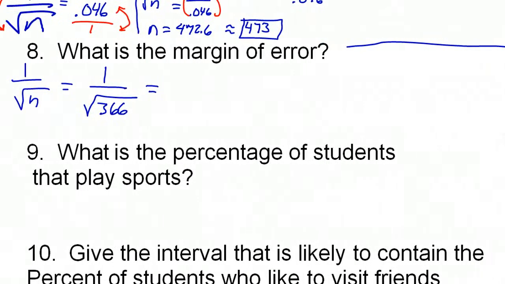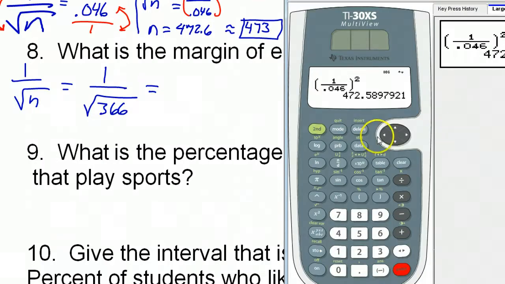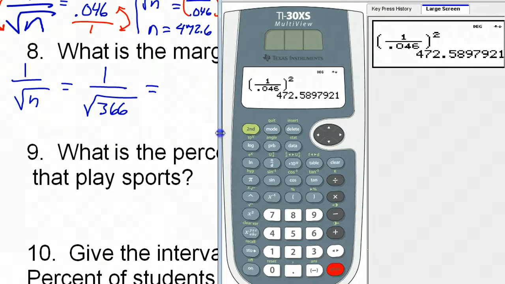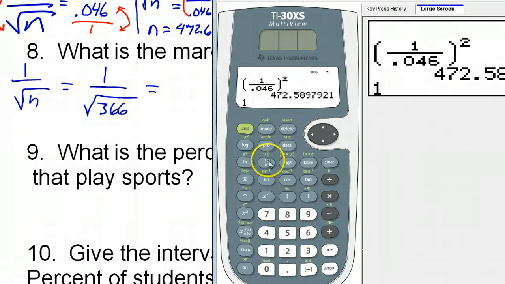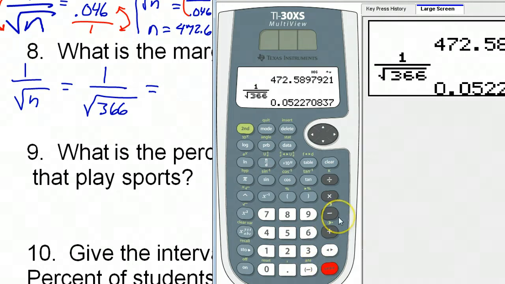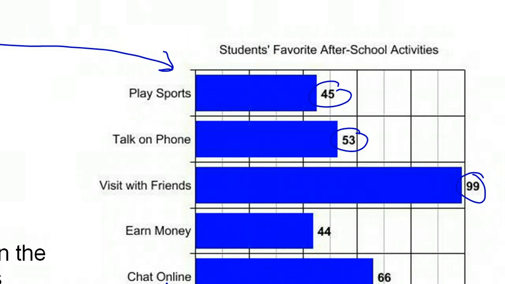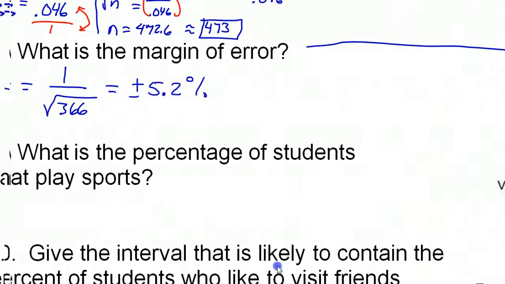Anyway, put that in the calculator. Okay, so that's 0.052. All right, so that's 5.2%. So that's our margin of error for this survey data, students' favorite after-school activities.